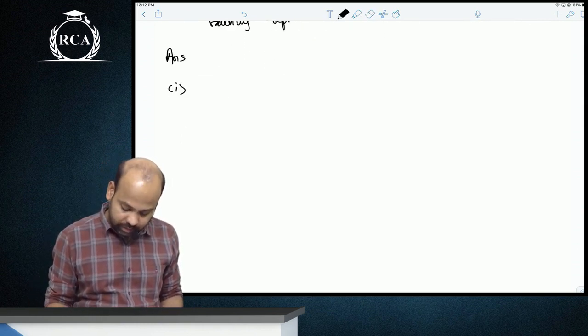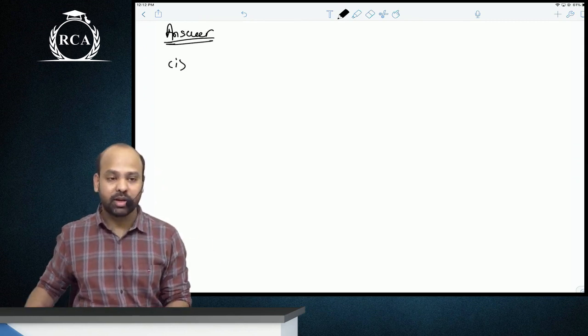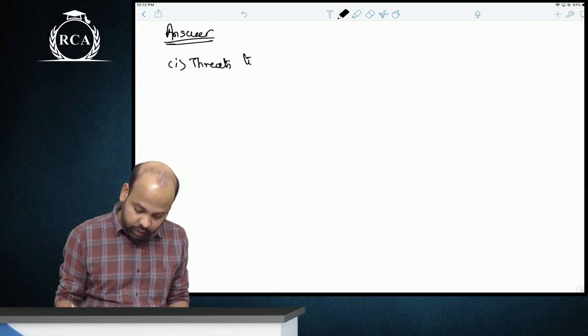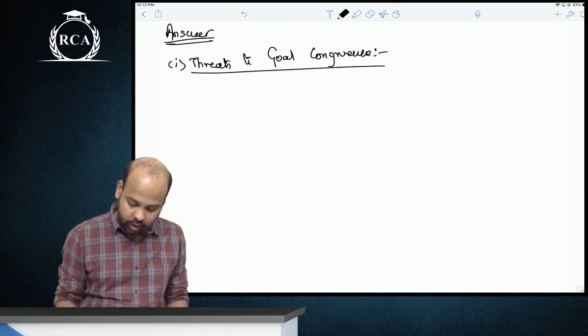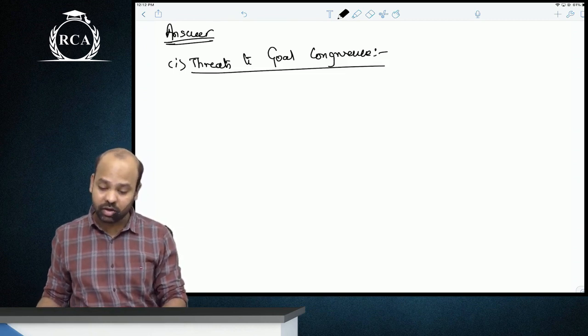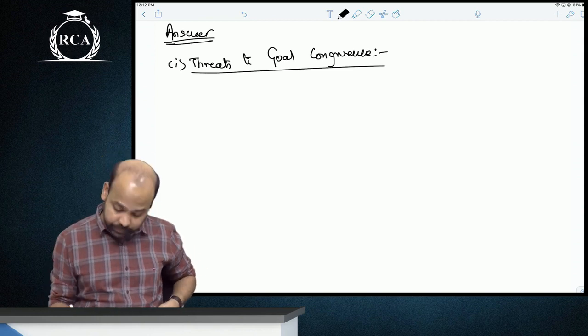I'm just writing these summary points, guys, nothing else. I've already described all the problems that are threats to goal congruence here. Threats to goal congruence, where the objective of the organization is more important. Here quality is given more importance than the financial aspect. Let us not forget that, guys. Okay? Yes, sir.